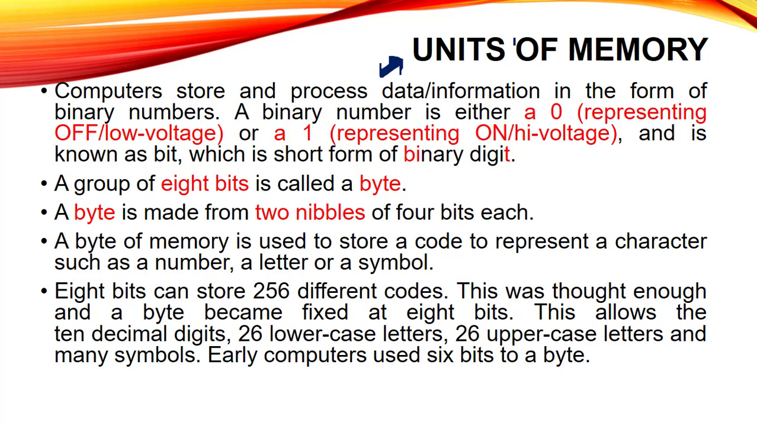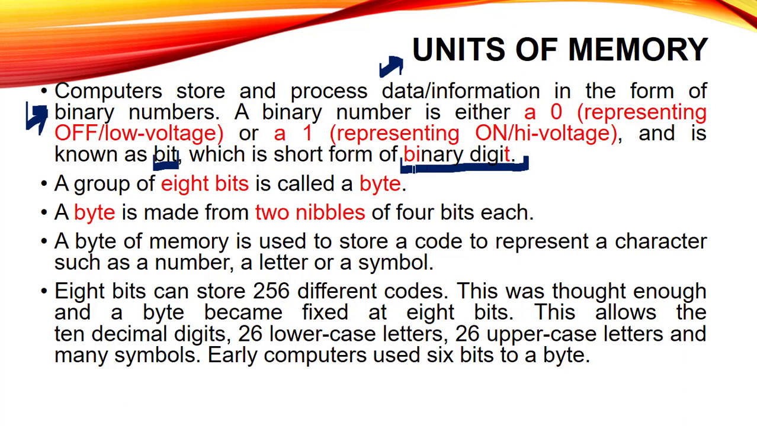Fine. So computers store and process data or information in the form of binary numbers. In the first chapter only I have told you that computer works on the binary digits only. So a binary number is either 0, that is off or low voltage, or 1, that is on or high voltage, and is known as bit. So these binary digits are termed as bits, and this bit is a short form of the term binary digit. It means now we can say that the full form of bit is binary digit.